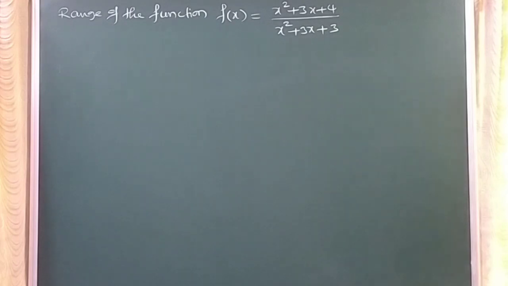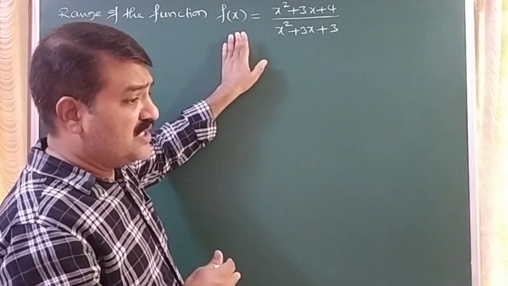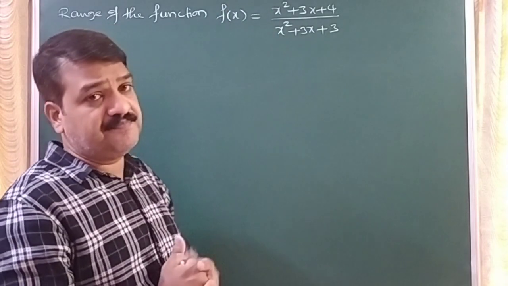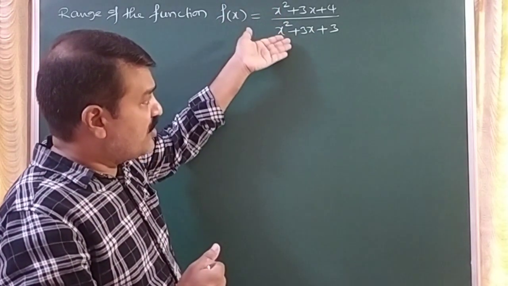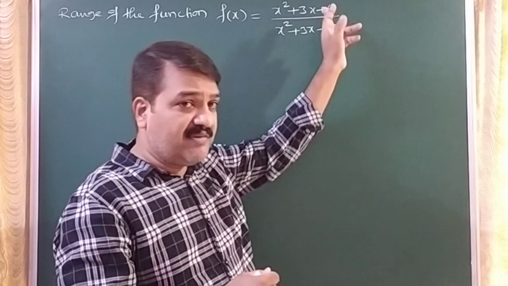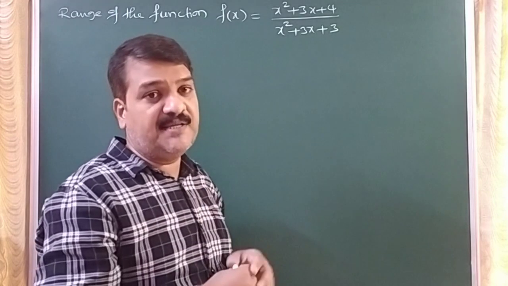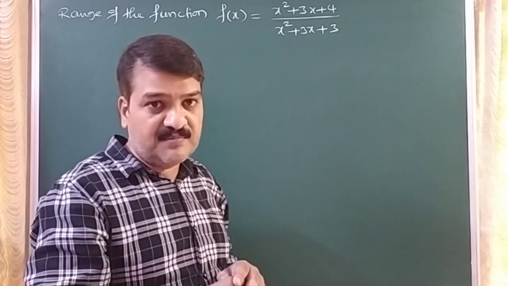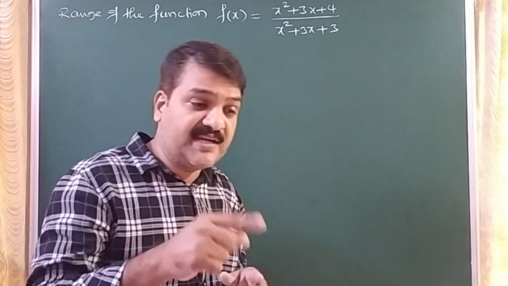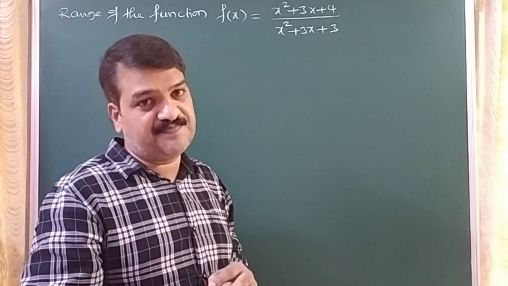Now let us look at this problem now, range of the function. So this function is actually in the model of a rational function, numerator quadratic, denominator quadratic. Whenever you have a function in this model, we will take this function equal to y, and we will cross multiply and try to find a quadratic equation. In that quadratic equation, delta greater than or equal to 0. By taking delta greater than or equal to 0, you will get the y interval. The interval of y is nothing but the range.